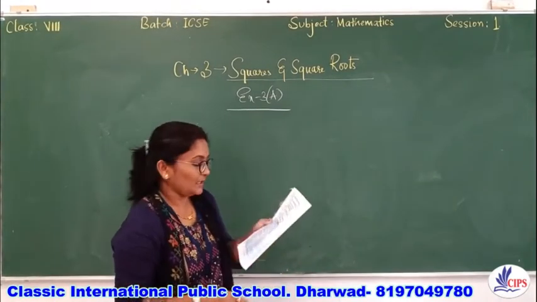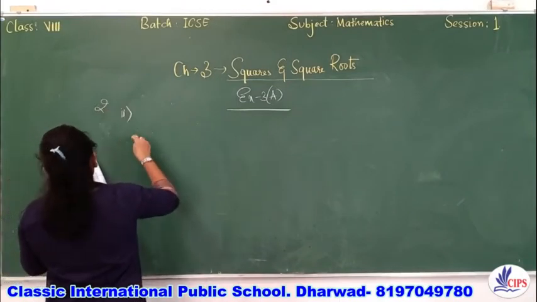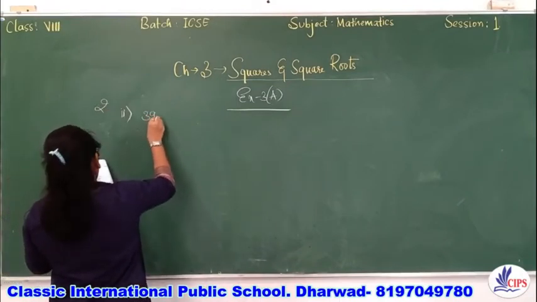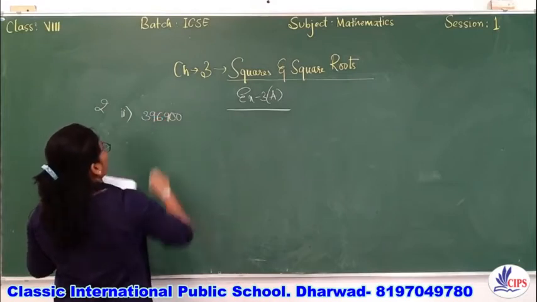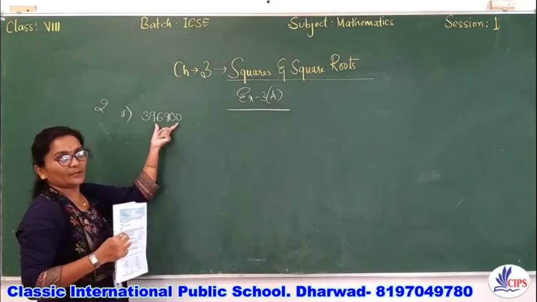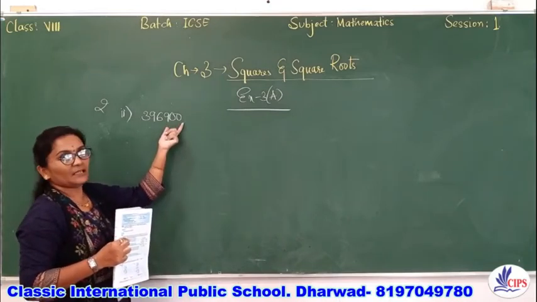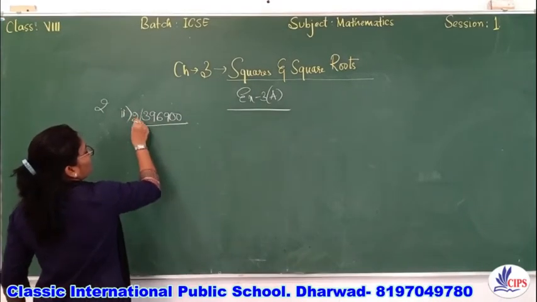So let's begin with the second sum. So second one we have 3, 9, 6, 9, 0, 0. So here the given number is an even number. So start dividing it with 2. So I'll start the factorization with 2.